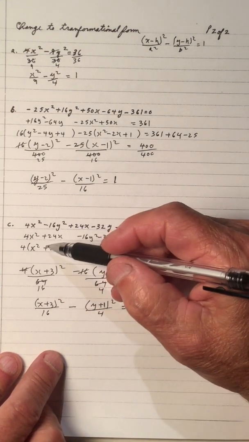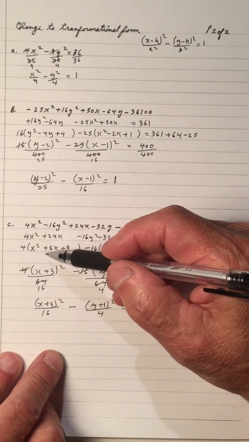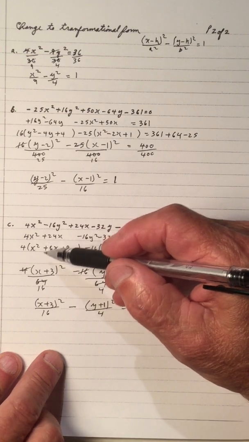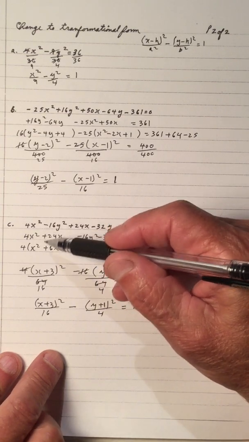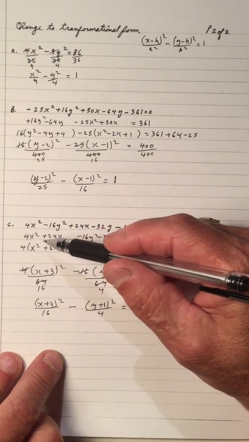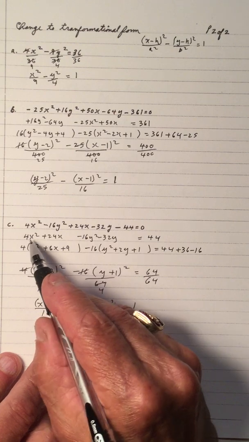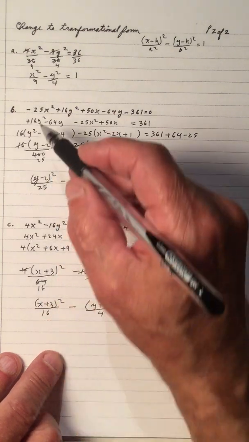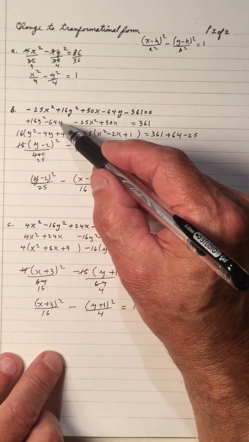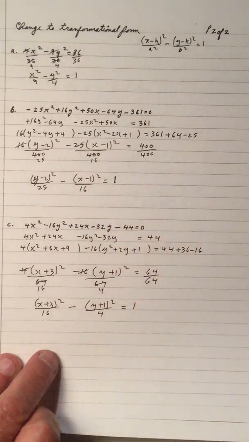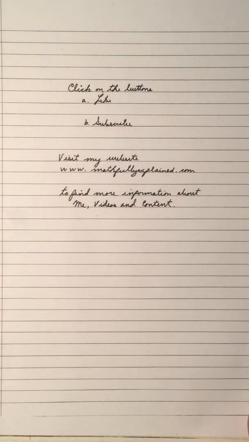And the positive one gives you where the vertices go and where the equation of the asymptote passes through. It's the transverse axis. So this one has the transverse axis of the x, and this one has a vertical transverse axis with the y. So that's changing the general form to transformational form.